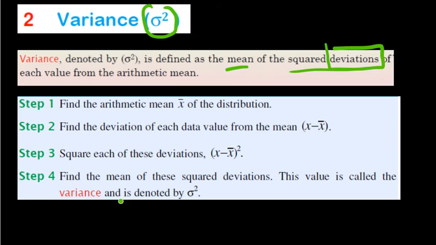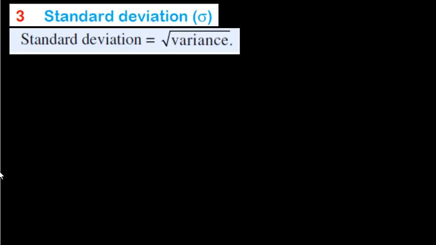There are steps to find variance. First, find the mean. The second step, find the deviation: each value minus the mean. The third step, square it. And then find the average. That's going to be the variance. Standard deviation is very simple to define. Once we have variance, standard deviation means the square root of variance. Done. Let us see an example, and the example will clarify much better.